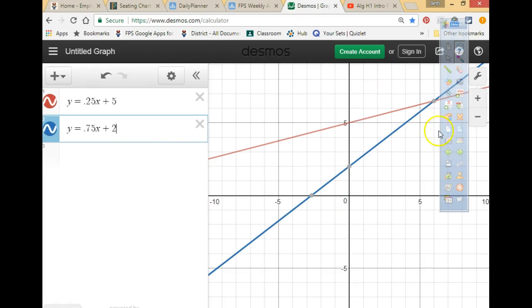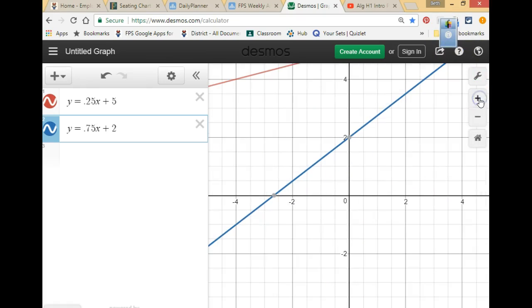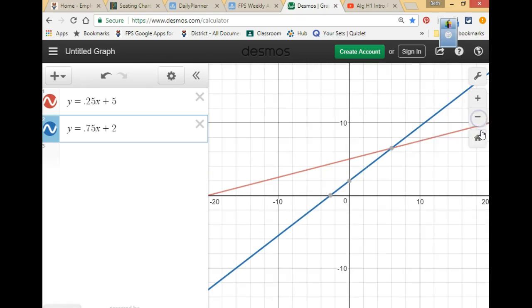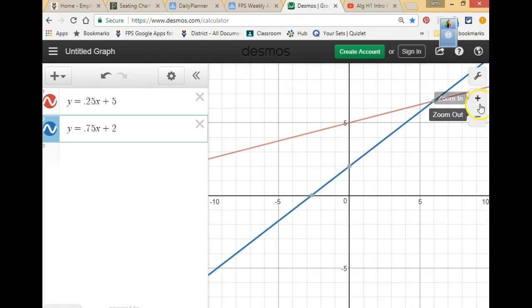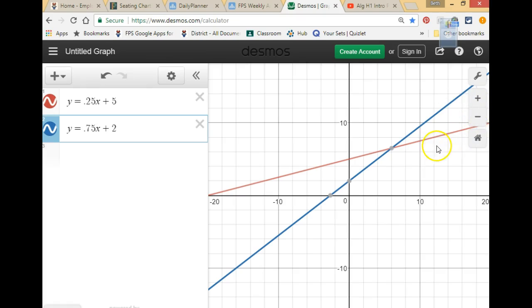So if we are looking at these two, some of you like to zoom in, or if you're zooming out, and then the home button is kind of the home screen, right? So in this case, I might want to zoom out, or hit that minus zoom, zooming out, so that I can see this point. So when is it a better buy, when is it better to have the blue line? Up to what point? Up to how many rides? Up to 6 rides, right?